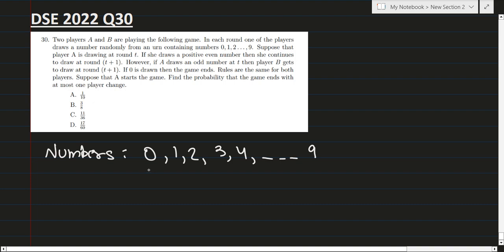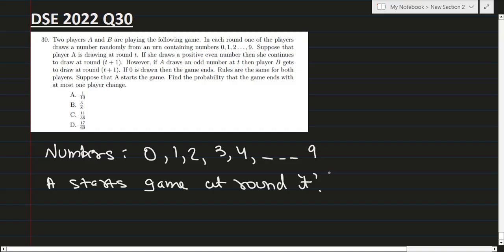Suppose that player A is drawing at round t. So A starts the game at round t. However, if she draws a positive even number, then she continues to draw at round t plus 1. However, if A draws an odd number at t, then player B gets to draw at round t plus 1. If 0 is drawn, then the game ends. Rules are same for both the players.